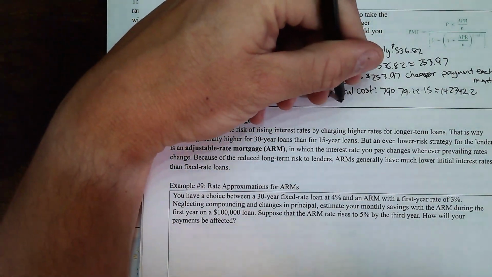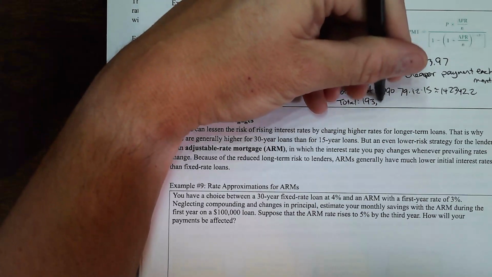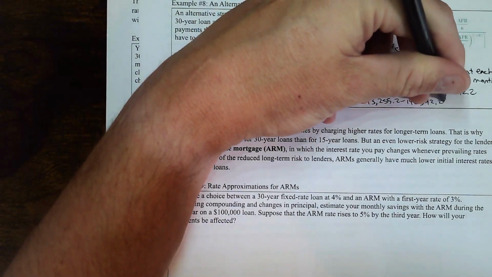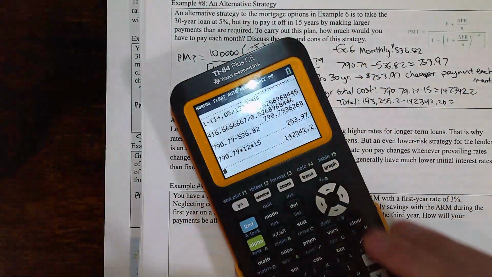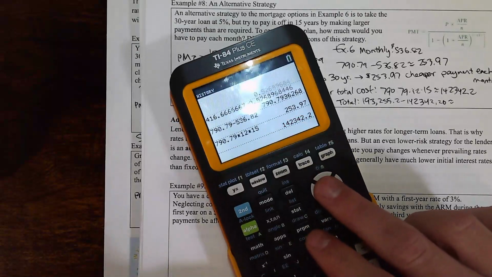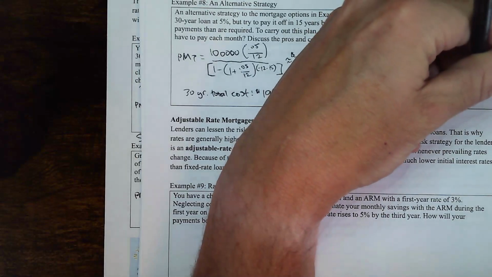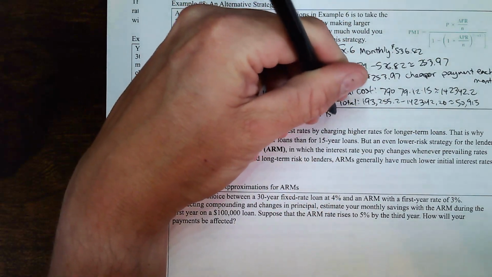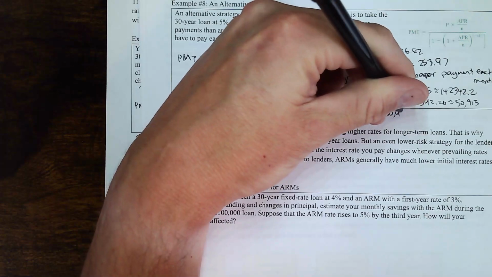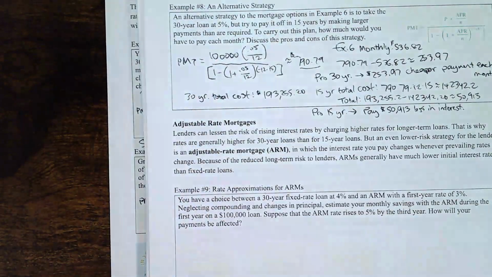So you would compare the total. The total is going to be 193,255.20 minus 142,342.20, and that's going to give me 50,913. So a pro for the 15-year is you pay $50,913 less in interest.